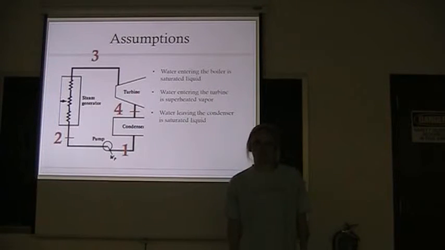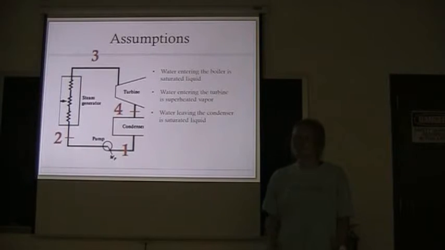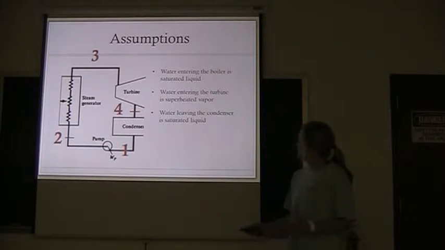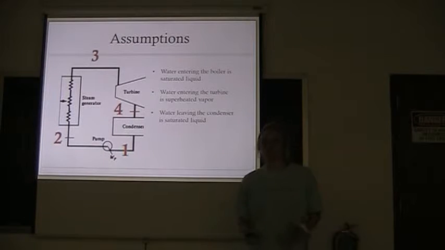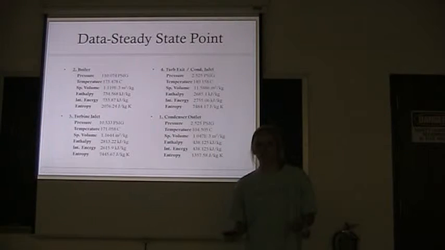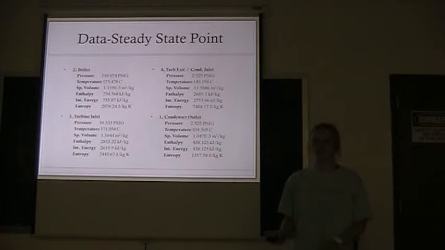So these are some of the assumptions I made to try and make sense of the data. I said that when the water was entering the boiler, it was a saturated liquid. And then I said that when the water enters the turbine, it's a superheated vapor, which is kind of the definition of the Rankine cycle. And then as it leaves the condenser, it's supposed to be condensed back to a saturated liquid. I used these assumptions to then use the steam tables to find all of the relevant data at each state. Most importantly, the enthalpy at each state, because that's what we use to determine the work and the heat.